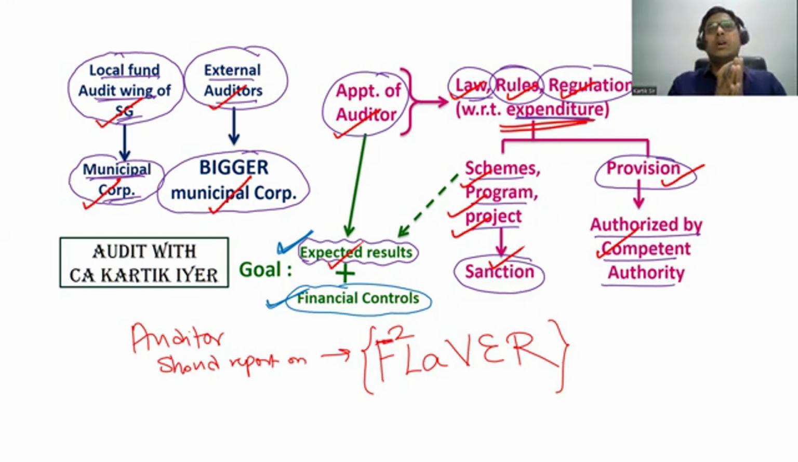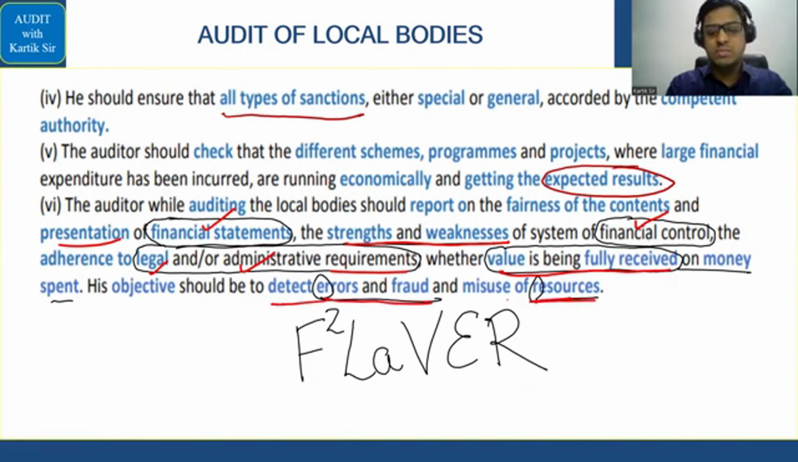Simple है यहाँ पे, इस तरीके से पॉइंट वर्क करेगा. I'll just show this last point to you. Very simple. देखो यहाँ पे वही लिखा हुआ है. Financial statement का presentation, financial control का strengths and weaknesses. Then you will get their legal and administrative requirement, whether it is fulfilled or not. Value is being fully received, and finally errors and fraud should be detected, and finally resources का misuse नहीं होना चाहिए. That is what they have given.